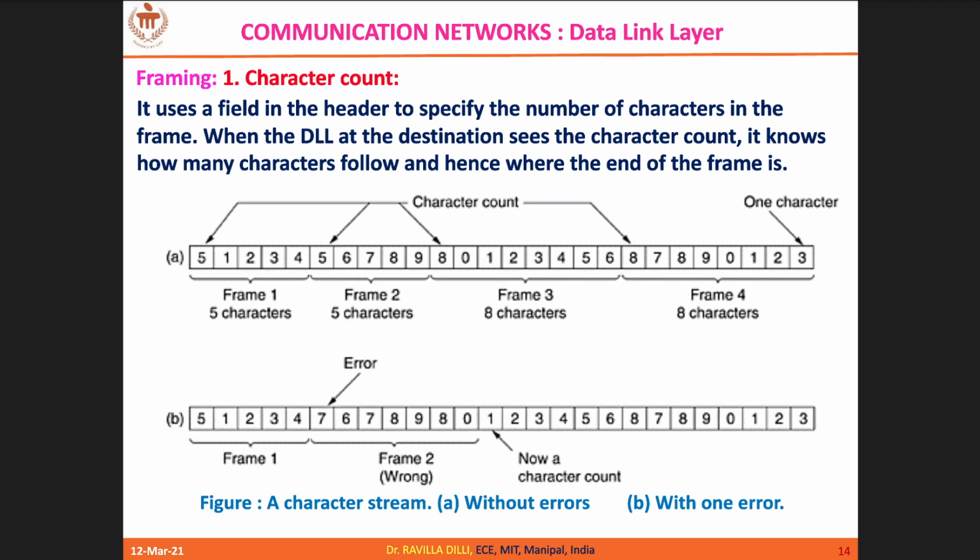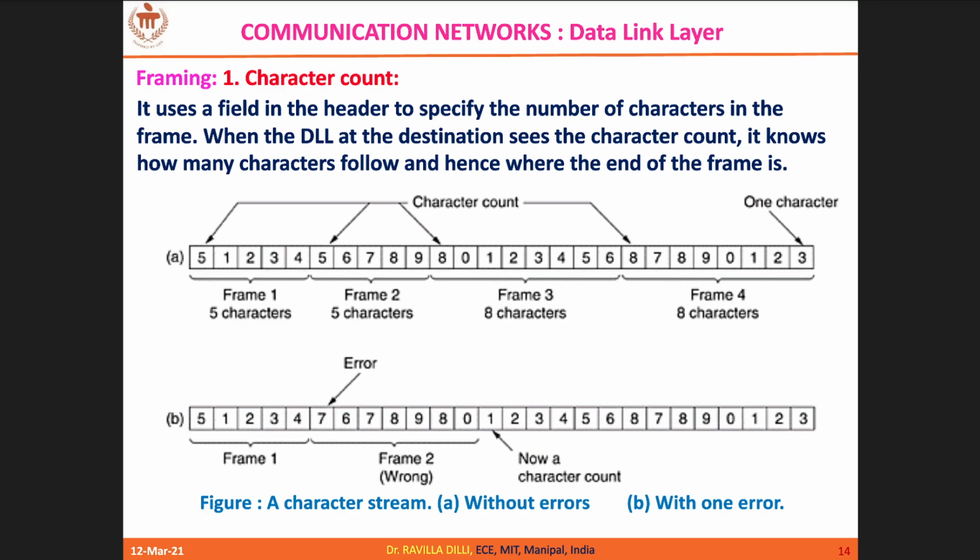So the character count technique says: 1, 2, 3, 4, you can see that is the data. So there are 4 such characters. The first field of frame 1 is 5. That indicates the number of characters in the frame, including the count. The actual characters in frame 1 are 1, 2, 3, 4. There are 4 characters, and including the count, it is 5. So the first field of frame 1 is 5.